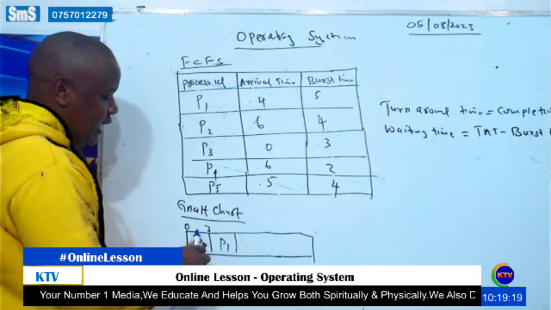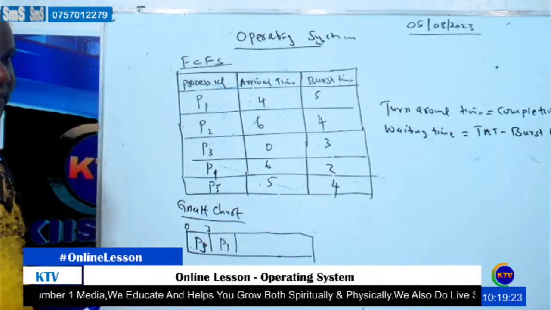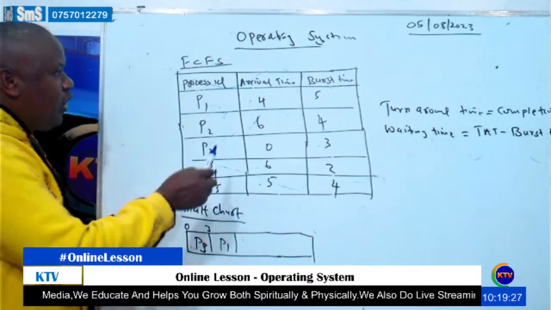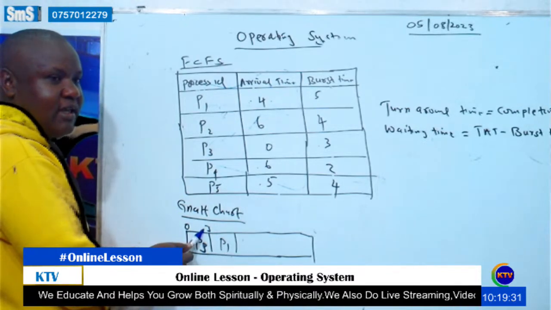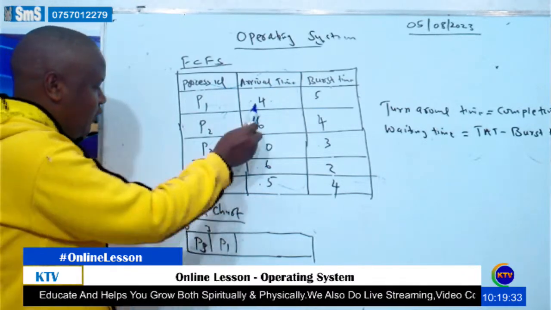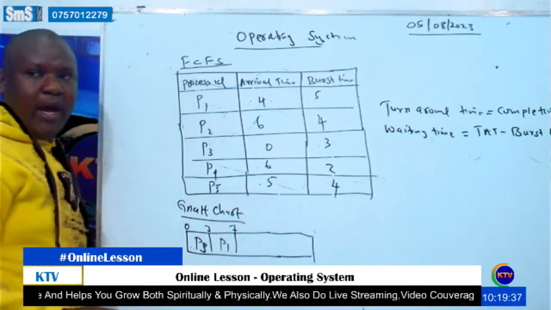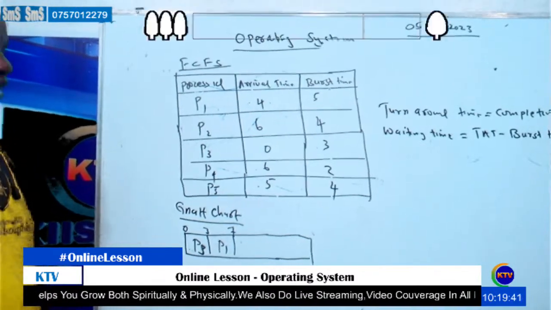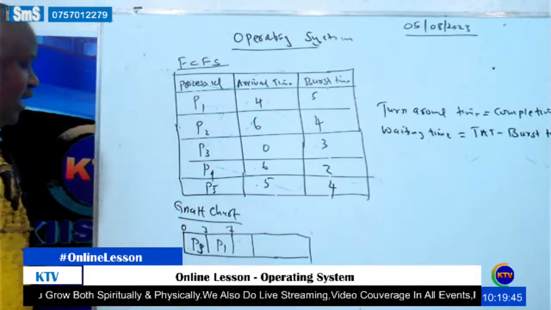At what time did process 3 complete? It is the arrival time plus the burst time: 4 plus 3, you get 7. So it completed at time 7 minutes. Then, which other process arrived after that?